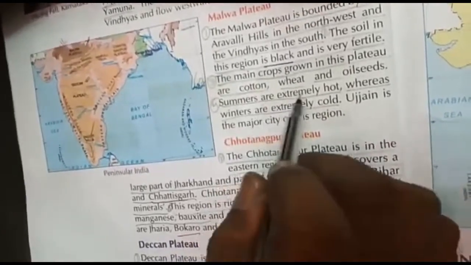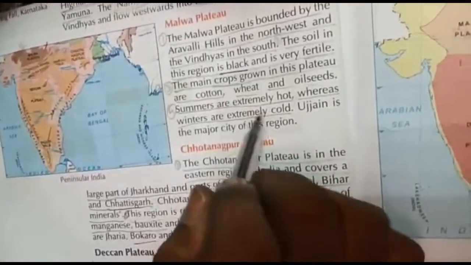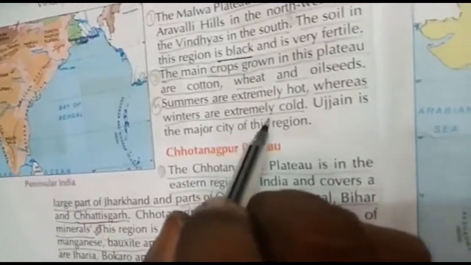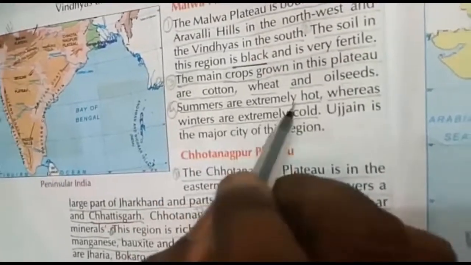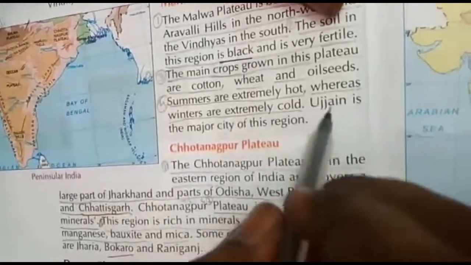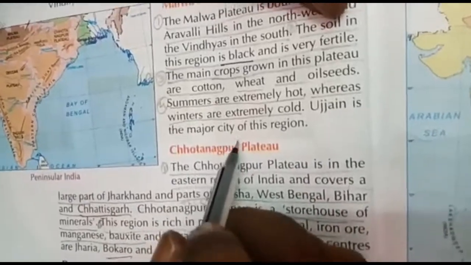How is the weather condition here? Summers are extremely hot here, whereas winters are extremely cold. Ujjain is the major city of this region.